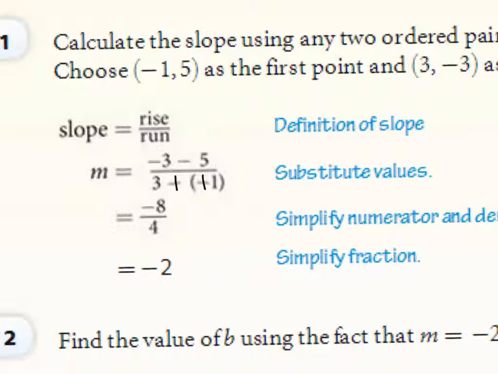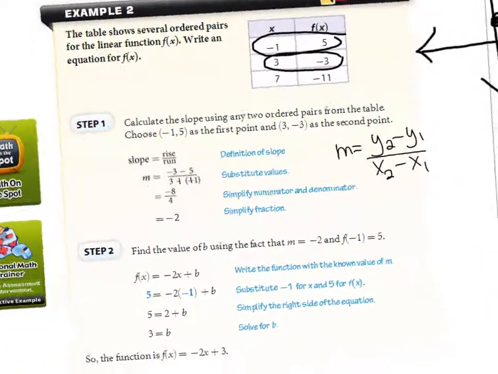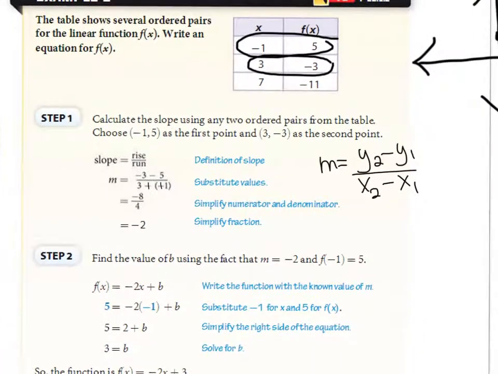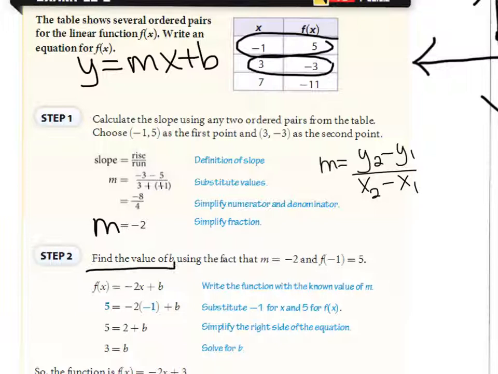So now we know our slope, which is our m, and remember, we're trying to write it in the form y equals mx plus b. And I now have m equals negative 2. So I have part of my problem. Now what's left is to find b. To find b, I'm going to use the fact that I know that m is negative 2, and I'm going to use one of my x and y pairs.